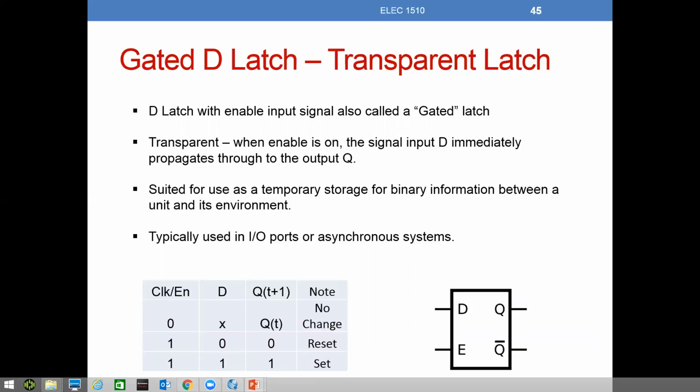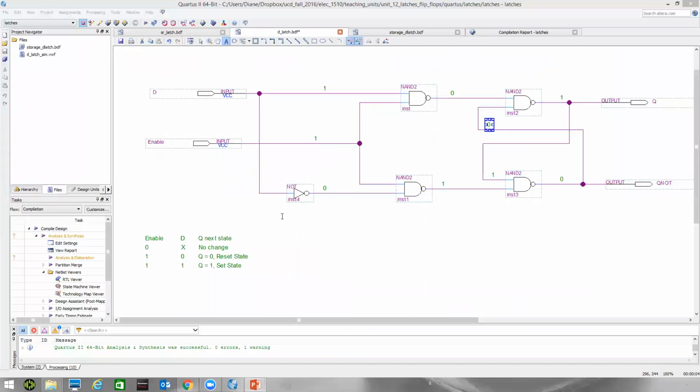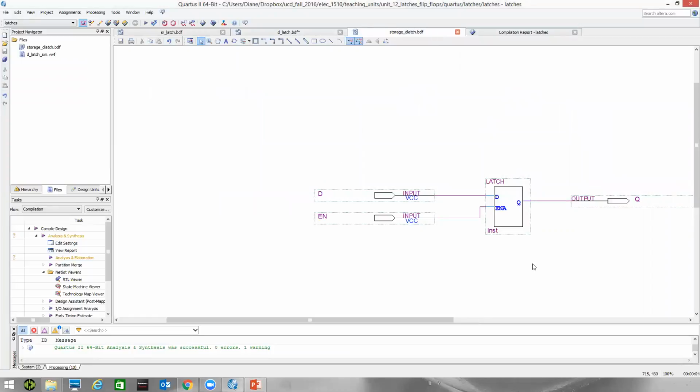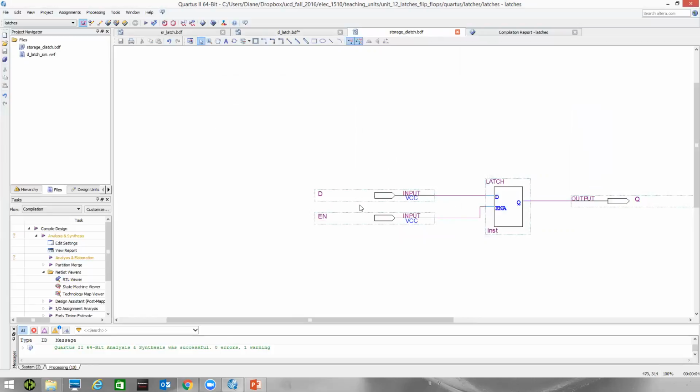Now let's take a look at a simulation. We could draw out the behavior here, but I'd rather just run this with Quartus. I escape out of PowerPoint and go here in Quartus. Here I used one of the libraries, which has a latch. If I say insert symbol and bring up the symbol library, under storage there is this D latch, and that's what I was using here. I just hooked up 2 input pins that I named D and enable. Our output is named Q.